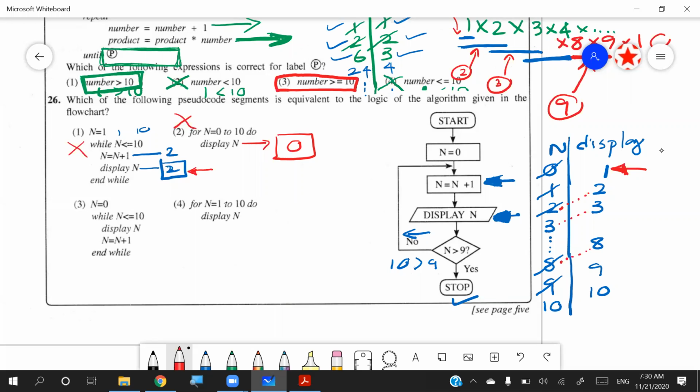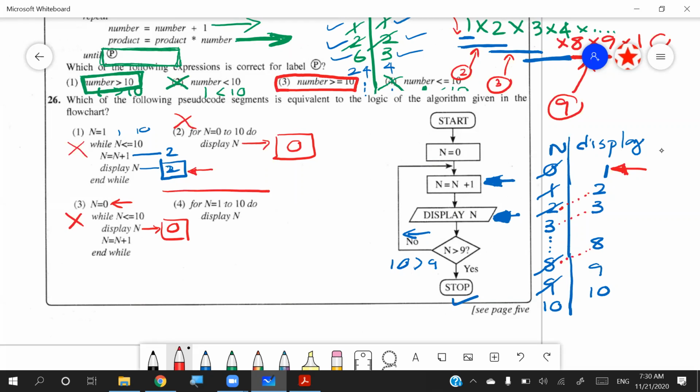The third one says n equals 0 at the first place, and the condition says n less than or equal to 10. Again, it's okay. So going inside the loop, it displays n. So this n displays 0, because it is starting from 0. Again, it is incorrect because our displays are starting from 1.